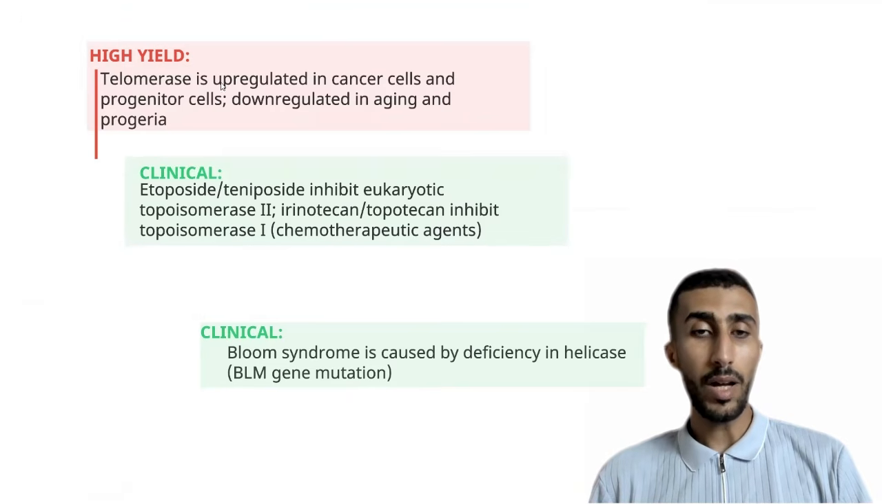Telomerase is upregulated in cancer cells and progenitor cells. This is the enzyme that keeps our DNA from being lost. It is downregulated in aging and progeria. We have some drugs such as etoposide and teniposide, which inhibit eukaryotic topoisomerase 2. Irinotecan and topotecan inhibit topoisomerase 1.